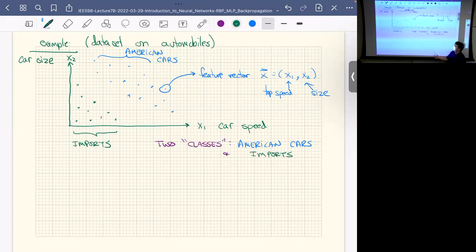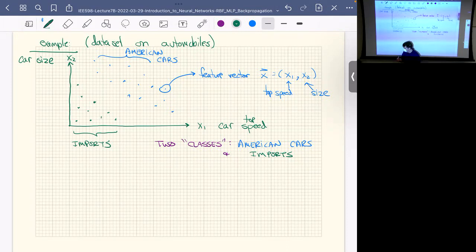And so I want to train this neuron to be able to look at the feature vector and then make a decision as to, do you predict that this is an American car or an import? If I give you the speed, the top speed, and the car size, then which one is it? And so how do I do that? Or what's going on here? Well, we think of each one of these feature vectors as an X. What I'm trying to do is train the weight W so that the dot product gives me an indication of which one's kind of which here.